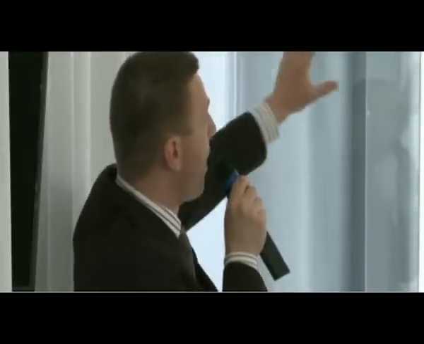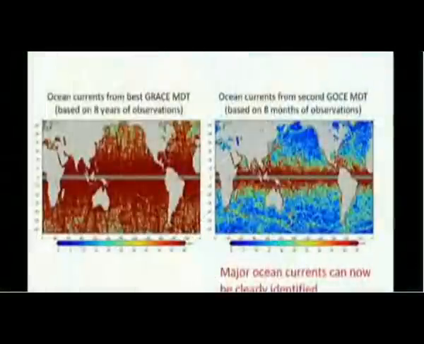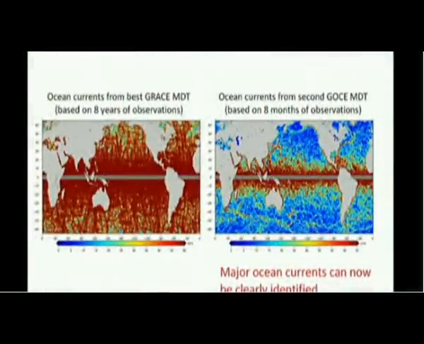Prior to GOCE being launched, the best satellite estimate we had of the global gravity field came from GRACE. And as Rainer said, it's not really fair to compare the two satellites. But the left-hand panel shows the estimate of the currents from GRACE mean dynamic topography based on 8 years of observations. And you can contrast that with GOCE mean dynamic topography currents based on 8 months of observations. So you can see that this really highlights just what a remarkable mission GOCE is.